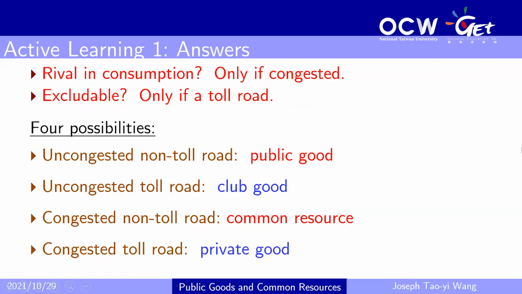One thing I do not understand is that the Taiwanese government actually tries to make the highway toll-free during long weekends and vacations, which makes it a congested non-toll road, which is a common resource. So no wonder it's so crowded. They should just raise the price to use the highway during these peak times to solve the congestion problem. But apparently people don't do that.